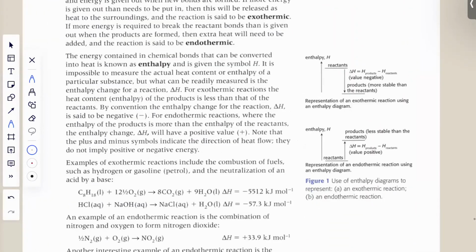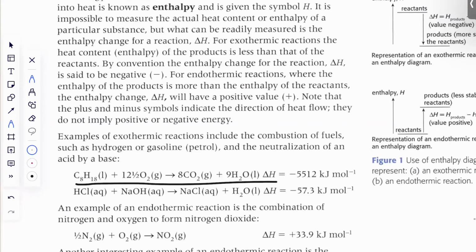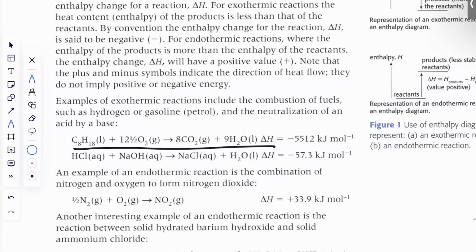And the way you write down the delta H is on the right side, right after the reaction, then you put delta H equals some number. And the unit is usually kilojoule per mole. So later when you do calculation, don't forget to convert that kilojoule into joules, if you're using joules. This is per mole. Understand? That number is per mole.